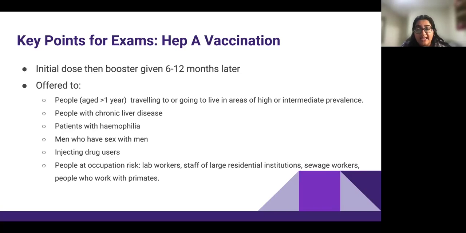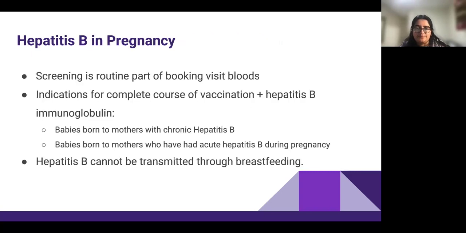And then hepatitis A, there's also a vaccination for it. There's an initial dose and then a booster given after, and it's similar to who gets the hepatitis B vaccination, but more for people who get blood transfusions, men who have sex with men, and people traveling to certain areas as well. So more thinking about how you can get Hep A.